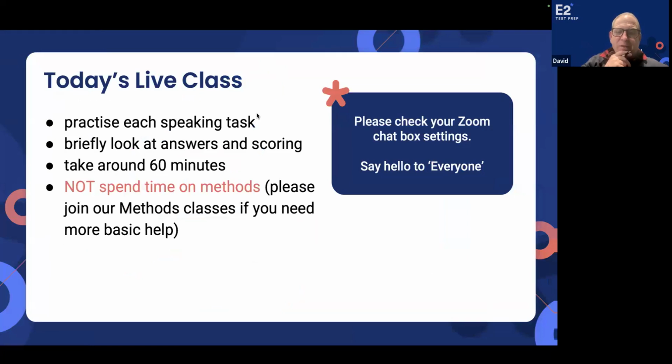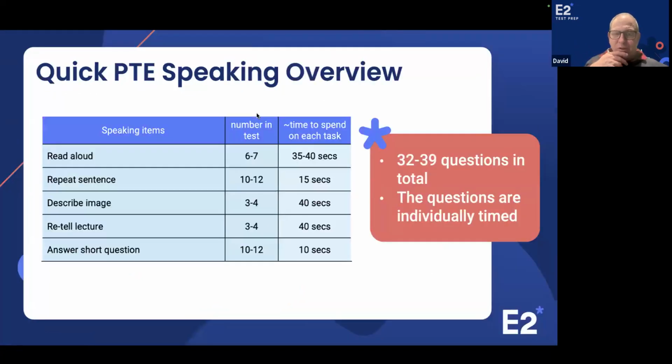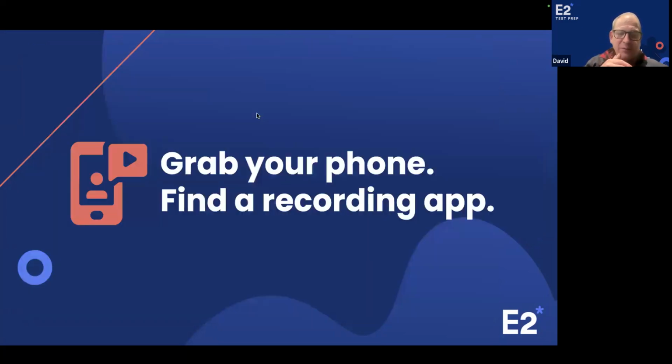All right, we're going to practice each speaking task, briefly look at answers and scoring, not spend time on methods because please join the methods class during the week for that. And you will need help. We all need help. And you can take a one-to-one tutorial as well. 5 tasks: read aloud, repeat sentence, describe image, retell lecture, answer short question. In the test, there are a number of each of those tasks. Each task is timed. So you just allow the time to time out, then it will move on to the next task. And we're going to get very good at it by understanding what to do and then practicing. Grab a phone so you can record yourself.